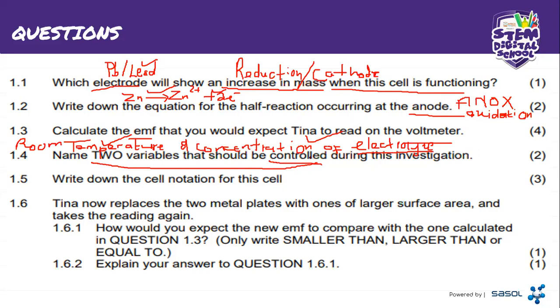Remember, a control variable, it's a variable that does not change. It has to be kept constant. Are we together? Right.